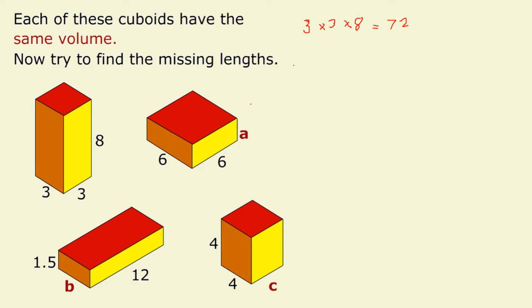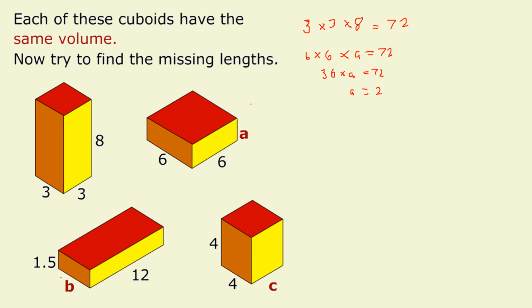So we know for A, if we were to do 6 times 6 times A, that would have to be 72, wouldn't it? But what's 6 times 6? So 36 times by A is 72. What's A? Yeah. Okay. Not too bad, eh? So we can work out missing lengths.